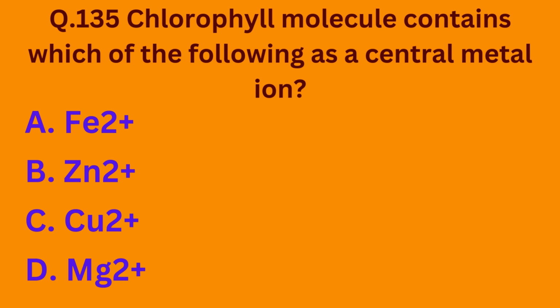Question number 135. Chlorophyll molecule contains which of the following as a central metal ion? Option A, iron. Option B, zinc. Option C, copper. Option D, magnesium. We have discussed it earlier. The correct option is option D. Magnesium is basically the central metal ion in chlorophyll.